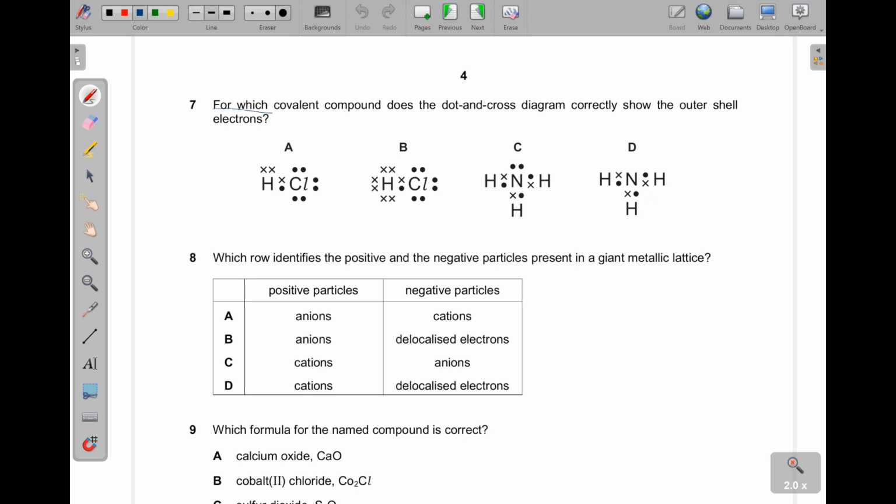Question 7. For which covalent compound does the dot and cross diagram correctly show the outer shell electrons? We have hydrogen chloride, we have this, and then we have the one for ammonia. Now, for hydrogen chloride, we know that hydrogen has 1 electron in its outermost shell. So you cannot say that it has 2 here, and then also, in fact, here they are showing that it has 3 here, and then it has bonded with 1 of chlorine. So this one is already off.